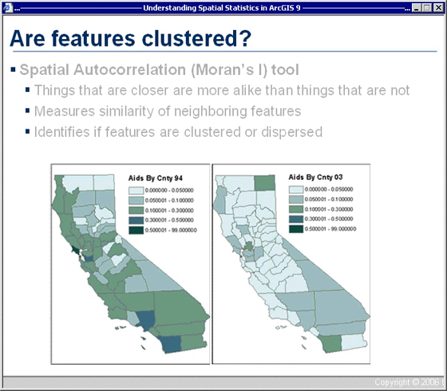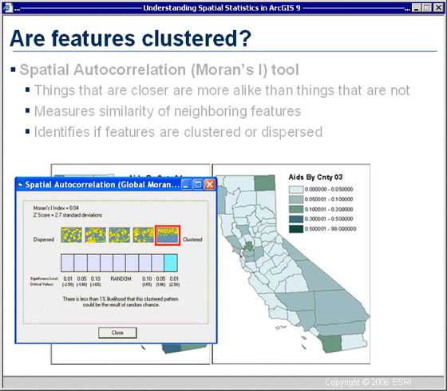Let's look at the results of the spatial autocorrelation analysis. For 1994, we can see that new AIDS cases are clustered. Counties with lots of new cases are found next to counties that also have a high number of new cases. Now we ask, do they remain clustered in 2003? Is clustering of new AIDS cases becoming more intense or less intense over time?